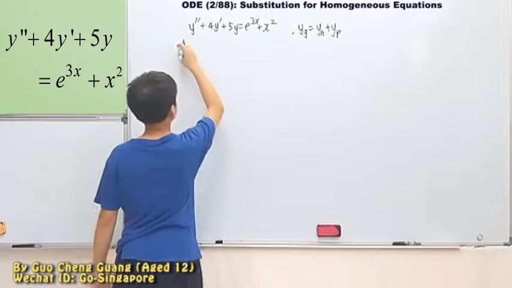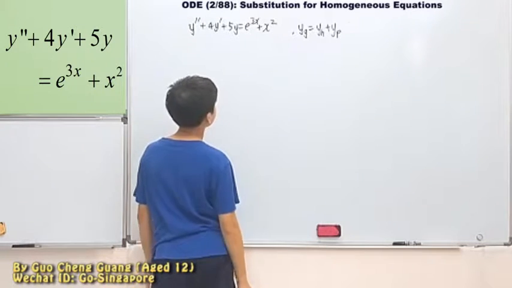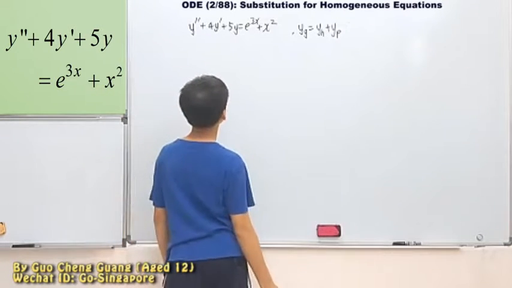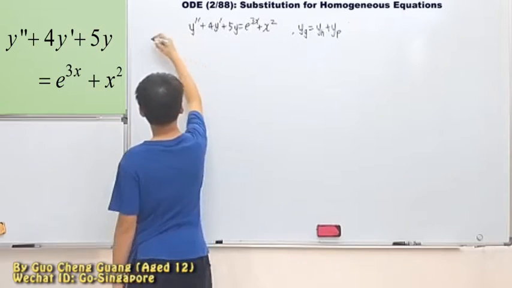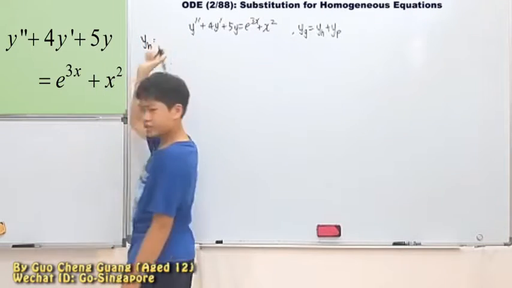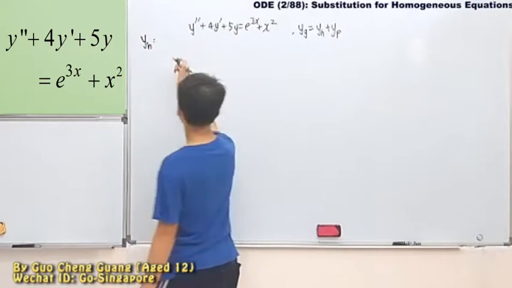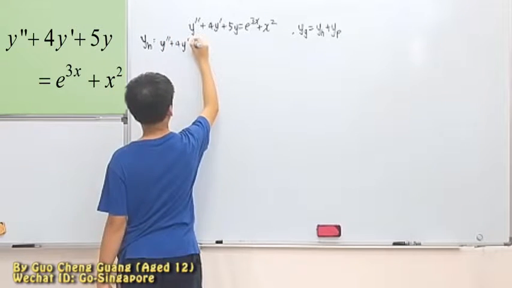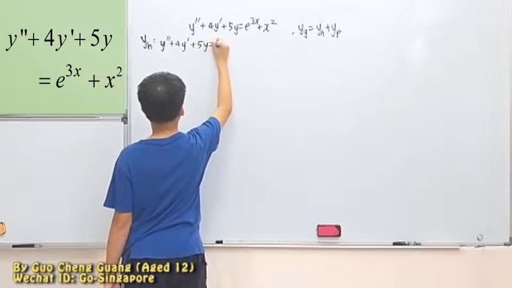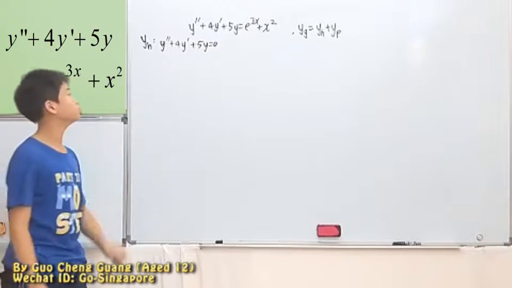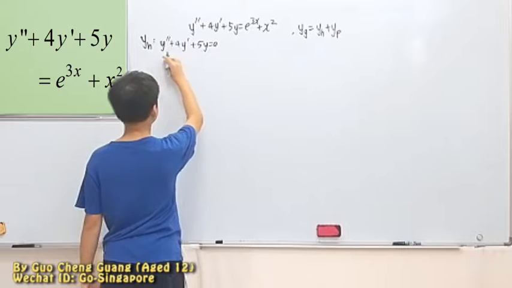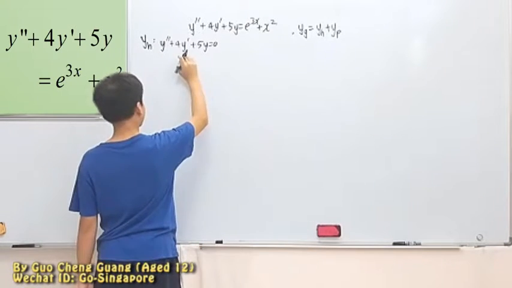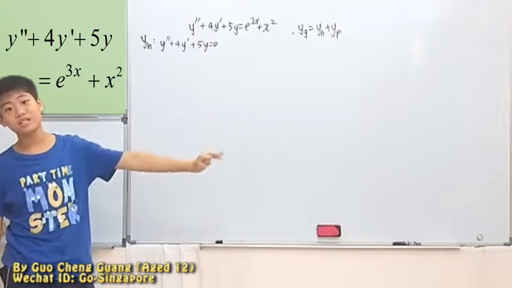Okay, so in this part, what can we use? Firstly, let's just find yh. For yh, it will be y second derivative plus 4y first derivative plus 5y equals 0. So at this part, now what do we have? We just use the characteristic equation.